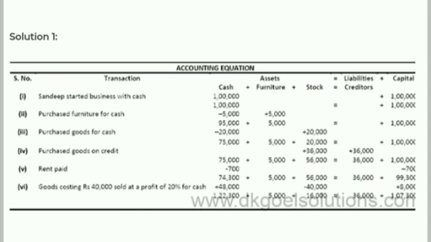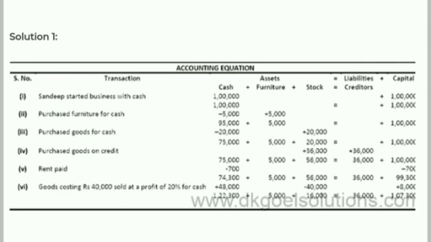In a similar manner, if we are purchasing goods on cash, cash will be deducted by 20,000, but in stock we will add 20,000. No effect on capital. Only cash will be deducted and stock will be added. The equation after this transaction will be cash of 75,000, stock of 20,000 and furniture of 5,000, the total capital being 1 lakh.